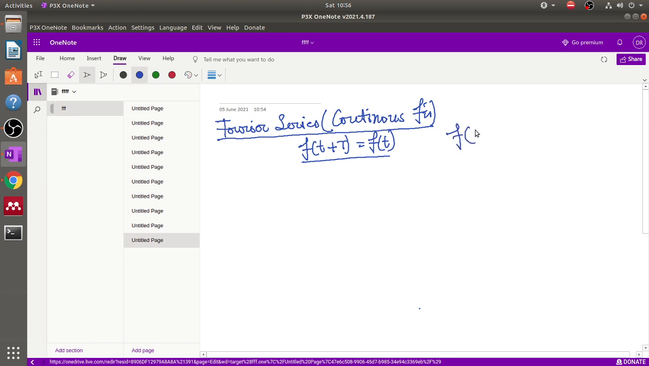And in the previous video we saw that this is a condition for a non-periodic function, this is a condition of an aperiodic function. For an aperiodic function we apply the Fourier transform, but for a periodic function we apply FS, that means Fourier series.